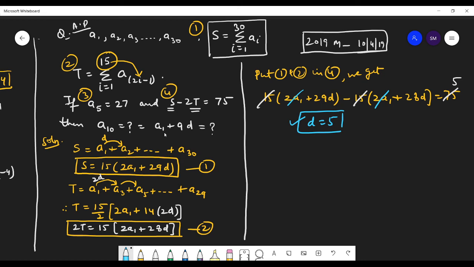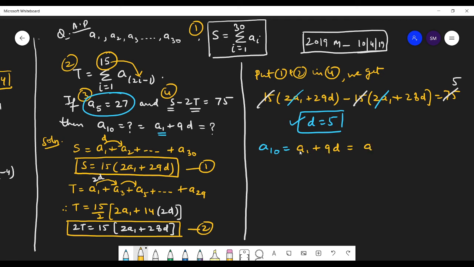Okay. But you don't have value of a1. So because you don't know even s. So what you can do? You have to find a10. And a5 is given to you. You have not used it till now. So till now you know that this is the. Sir, equal to 7.